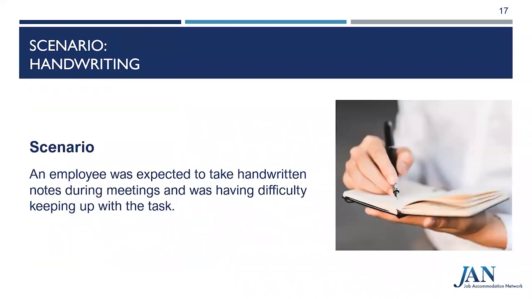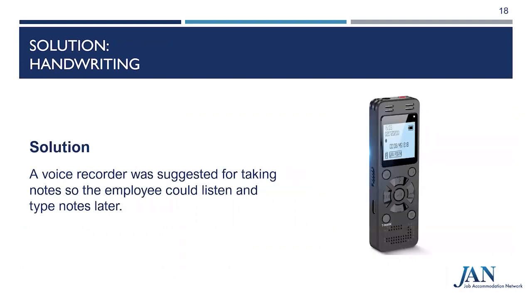Next slide, please. Let's discuss a handwriting scenario. An employee was expected to take handwritten notes during meetings and was having difficulty keeping up with the task. Next slide, please. So JAN recommended a voice recorder for taking notes so the employee could listen and type notes later via speech recognition software and/or alternative input devices. This allowed the employee to be able to complete the job duty of taking the notes. Next slide, please.